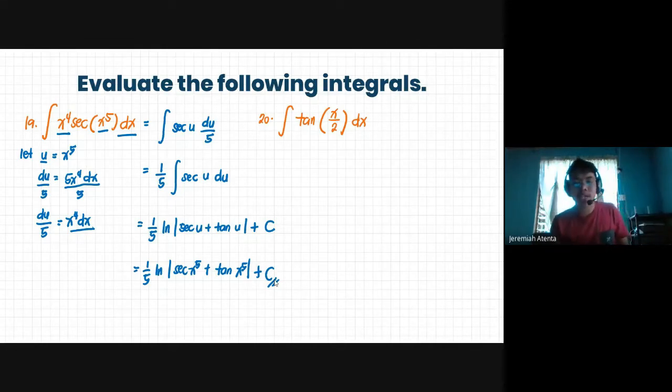Any questions, clarifications before we proceed to problem number 20? Is there any questions? If there is none, kindly press 19. 19 kasi number 19 ito. Oo. Ayan, 19. Oh, very good.